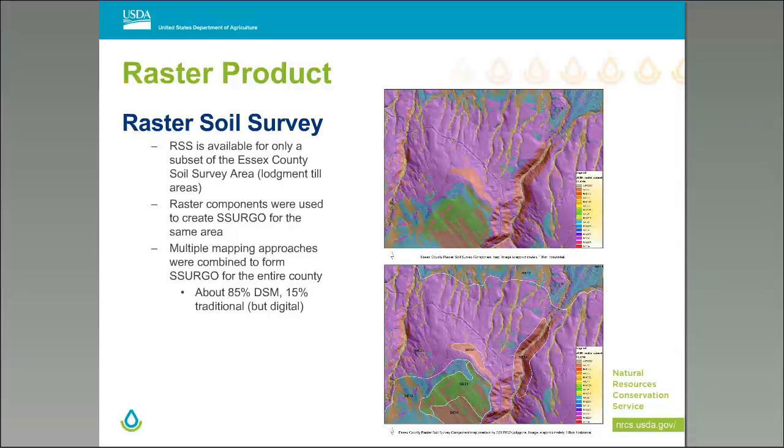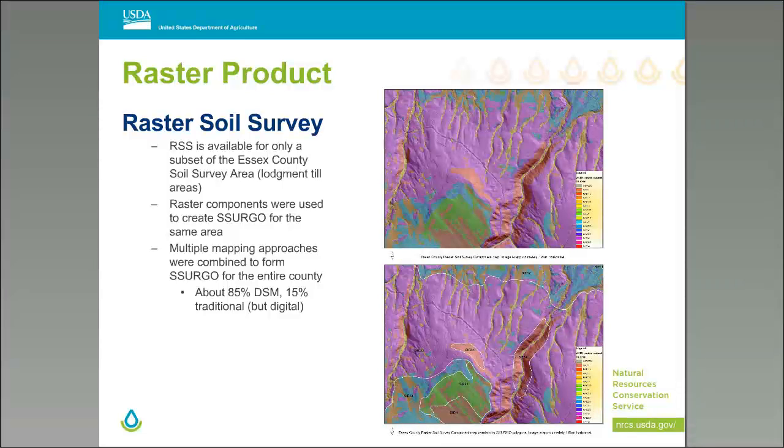And the SSURGO map for Essex County, which of course covers the whole county, actually combines multiple mapping approaches. About 85% of those approaches were digital soil mapping of either straight up knowledge base, just like I was just telling you about, or some sort of hybrid approaches. And then probably less than 15% was done traditionally but digitally. But you can see on the lower right that's SSURGO draped over the raster survey.